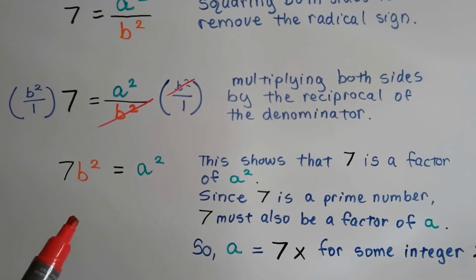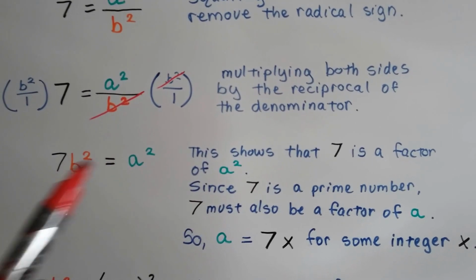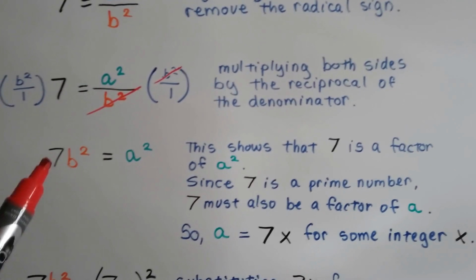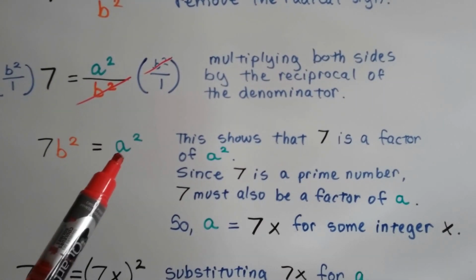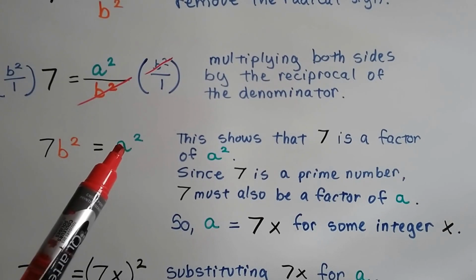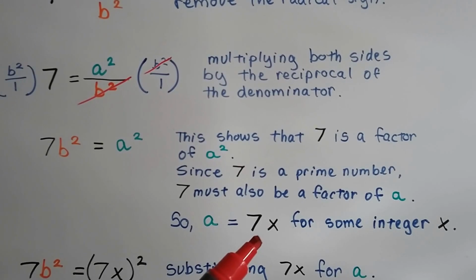And it shows that 7 is a factor of a squared. See? Because it says they're equal. Well, since 7 is a prime number, it also must be a factor of a by itself, not squared. So a equals 7x.